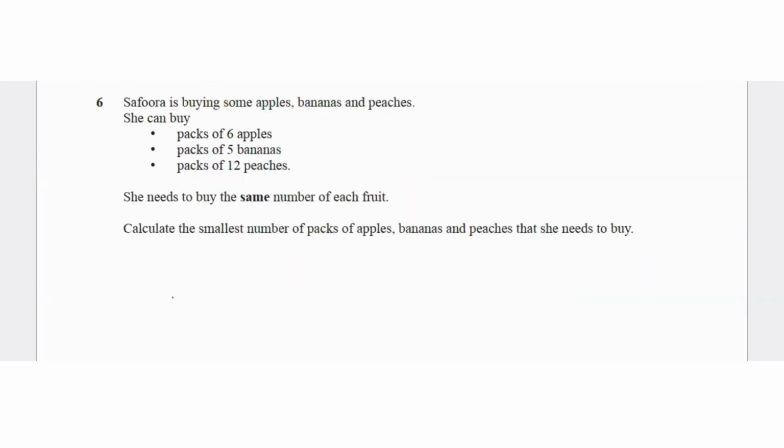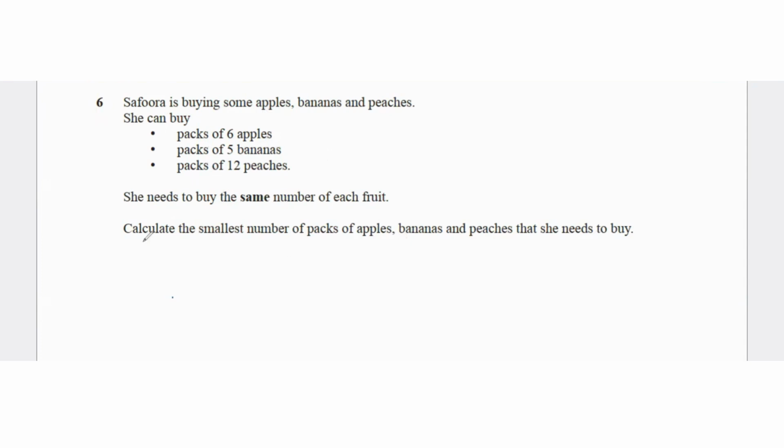In question 6, it says, Sephora is buying some apples, bananas, and peaches. She can buy packs of 6 apples, packs of 5 bananas, and packs of 12 peaches. She needs to buy the same number of each fruit. Calculate the smallest number of packs of apples, bananas, and peaches that she needs to buy.